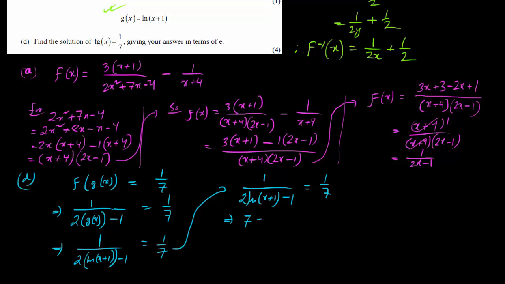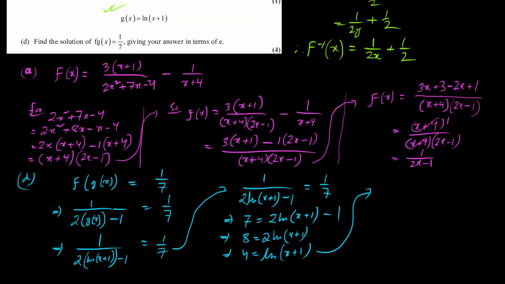If we do cross multiplication, 7 equals 2 ln(x + 1) minus 1. So this would be 7 plus 1, 8 equals 2 ln(x + 1). So 8 by 2 is 4 equals ln(x + 1). So ln(x + 1) equals 4. As you know about solving logarithm or exponential functions, if ln x equals a, then x equals e to the power a. That is the rule. So x + 1 equals e to the power 4. Therefore, x equals e to the power 4 minus 1. The answer has to be in terms of e.